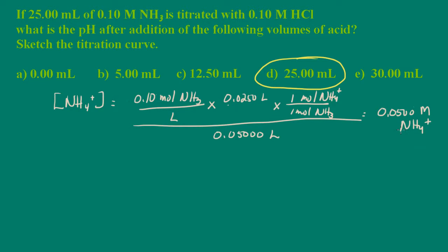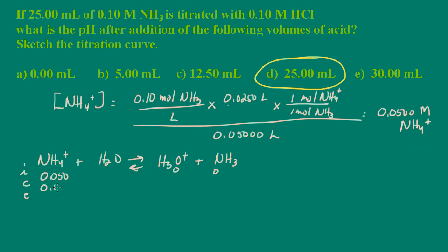ammonium ion. So now we can set up our equilibrium table here. So we have ammonium ion plus water, and that's in equilibrium with hydronium ion plus ammonia. So let's set up our initial change in equilibrium concentrations. So we just calculated the concentration of ammonium ion as 0.05 molar, and that's going to decrease by some amount x, and of course hydronium ion and ammonia will increase by some concentration x, and then here we can write our equilibrium concentrations.